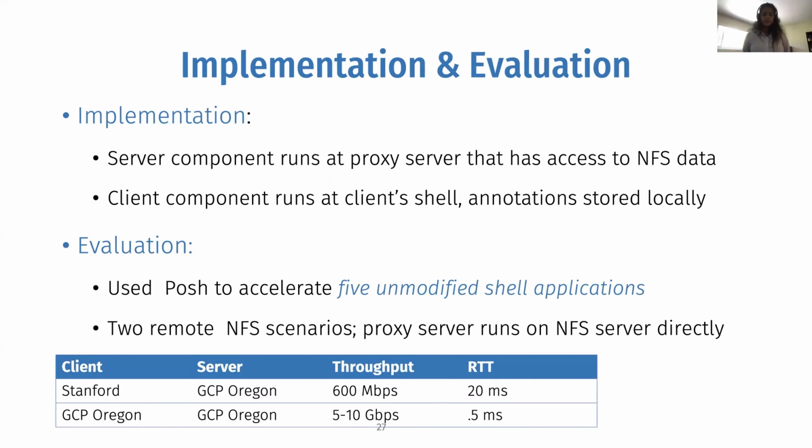In our evaluation, we used POSH to accelerate 5 unmodified shell applications. We ran this with 2 NFS scenarios, one with the client at Stanford and a server in the nearest GCP region, Oregon, and one with a client and server within the same GCP region. In the experiments we show here, the proxy server runs directly on the NFS server, but our paper has experiments that detail additional scenarios.